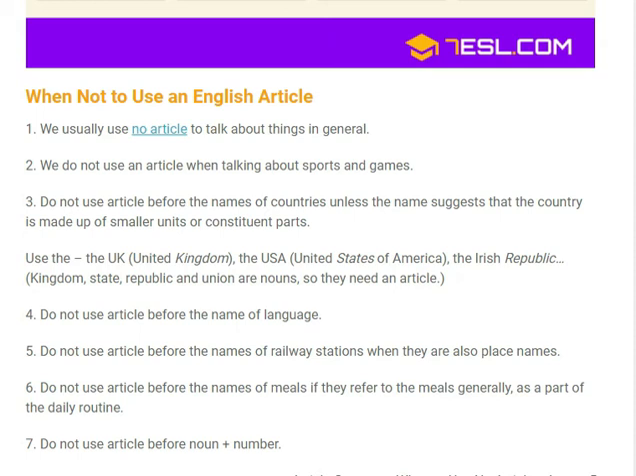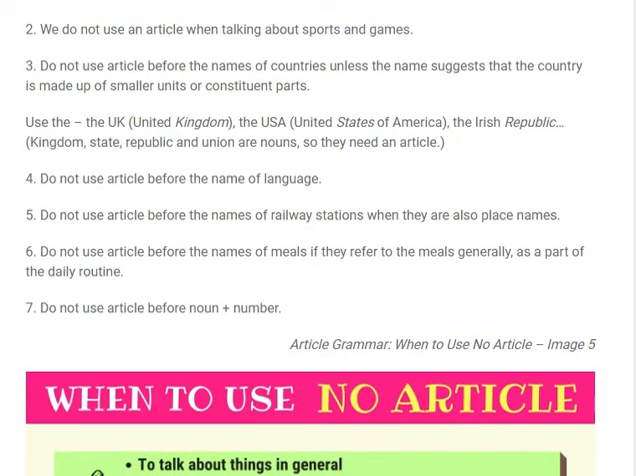Number 4, do not use an article before the name of a language. Rule number 5, do not use an article before the names of railway stations when they are also place names. Rule number 6, do not use an article before the names of meals if they refer to the meals generally as a part of the daily routine. Last one, do not use an article before a noun plus number.